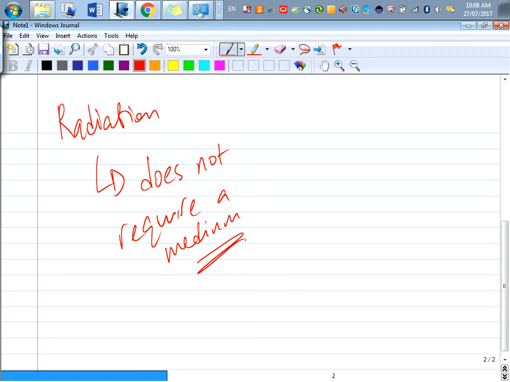When I was in secondary school, I didn't understand what this medium was. So right now, do you understand what medium is? Give me an example of a medium. Raise your hand. Yes.